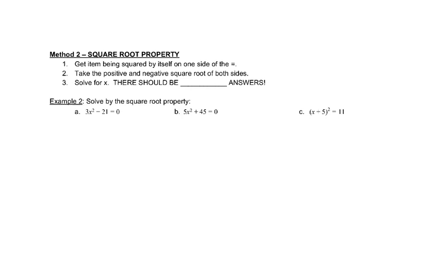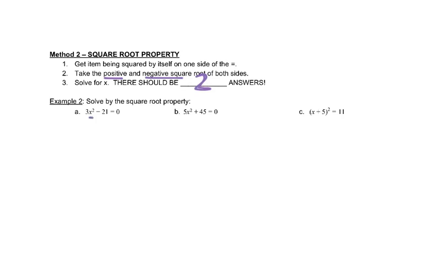Method 2 is to use the square root property. So the idea here is that we get the thing that's being squared by itself on one side of the equal sign. We take the positive and the negative square root of both sides, and then we solve for x. Again, because it's a quadratic equation, there should always be two answers. So that's why we have to do a positive and a negative square root.